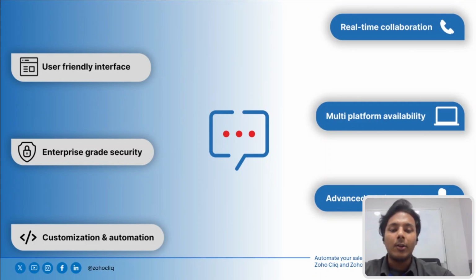What makes Cliq stand out is its clean, intuitive design, which means anyone can get started quickly without a steep learning curve. And the best part, it works across all devices: desktop, mobile, tablet, and even a TV, so your team can collaborate from anywhere. In terms of security, Zoho Cliq offers enterprise-grade protection to help keep your data and conversations safe. Admins have complete control over things like user permissions, integrations, and custom settings, making it easy to manage your team and workflows.